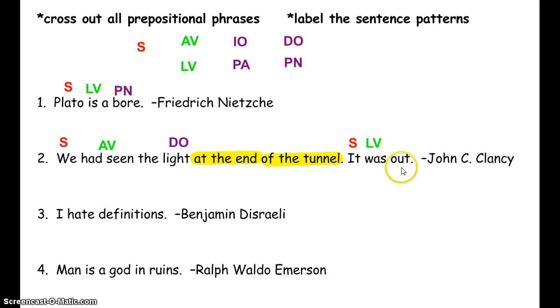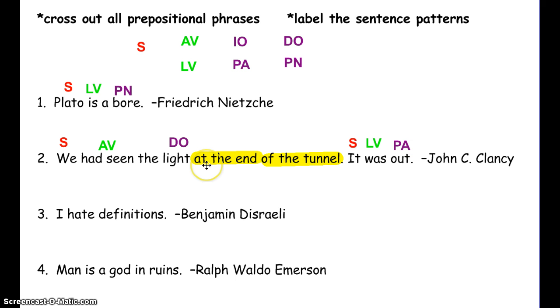So I have the word out. I'm not really sure if that's an adjective or a noun. So one of our quick checks, we can put the word the in front of it. The out. It was the out. And that doesn't make sense. So that must be an adjective. It's describing that light. It was out.